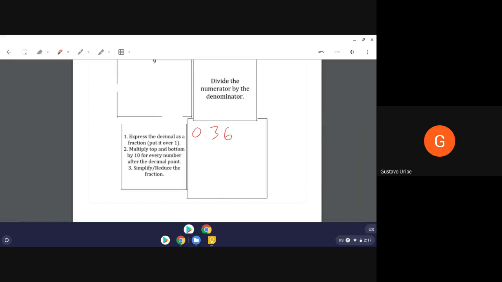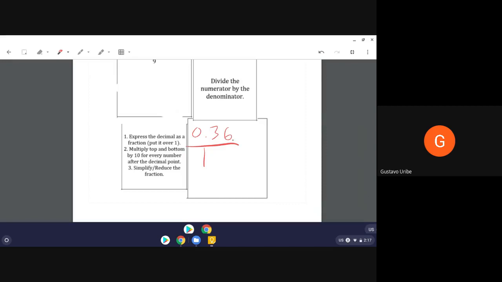Okay. Well, I know that after this decimal, there's 1, 2 digits. So I'm going to put it over a 1. And after this decimal, there were 2 digits. So 1, 2. This is also the place value. This is the tenths, and this is the hundredths. So you can do it like that as well.